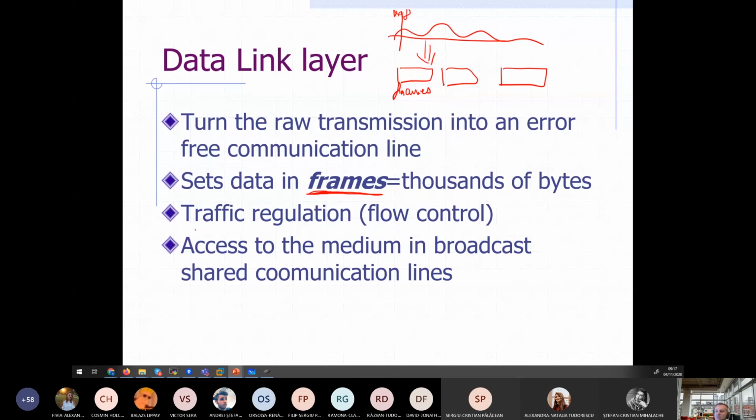And typically a frame is a number of thousands of bytes. At this layer, we also handle traffic regulation, or flow control. We are able to control here how much data we send and how much data we are able to actually receive at any point in time. And this is the point where a service is implemented.